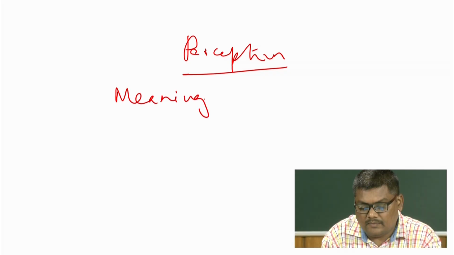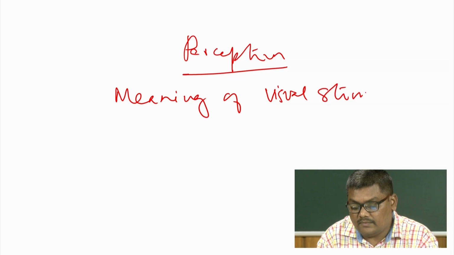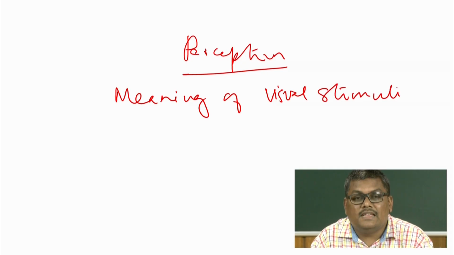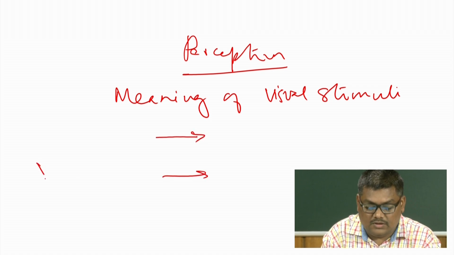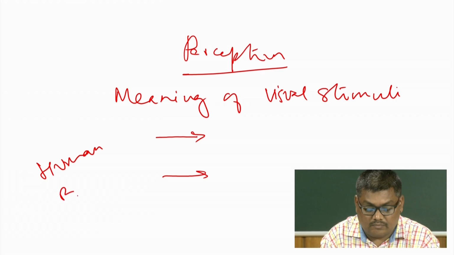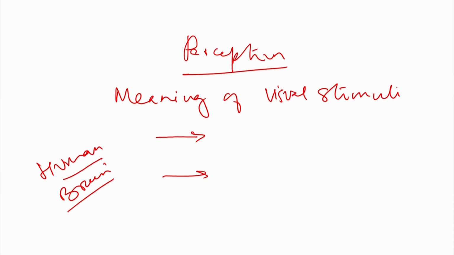Now, perception, which is making meaning of visual stimuli, is believed to be a two-part process. In terms of the human brain, perception happens through something called a bottom-up process and something called a top-down process.